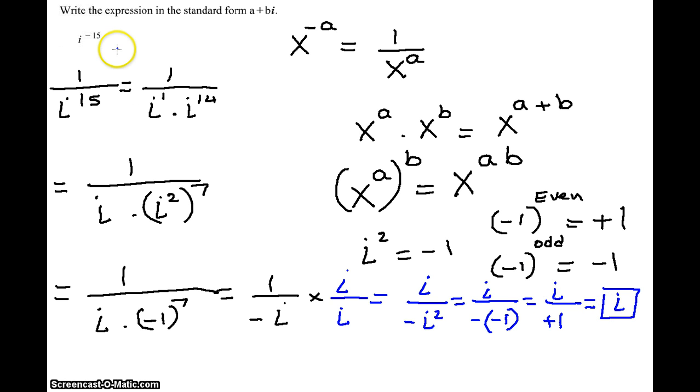So in this case, I can write that i to the negative 15 is just i. In the form a plus bi, of course, a would be 0 and b would be 1, so 0 plus 1i. I should be fine. Good luck.